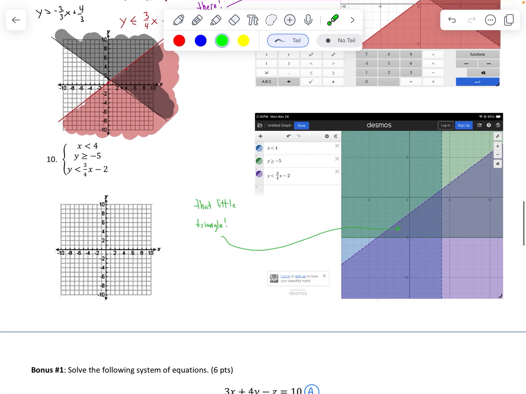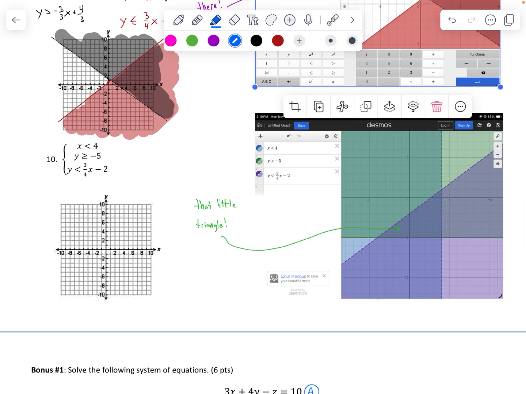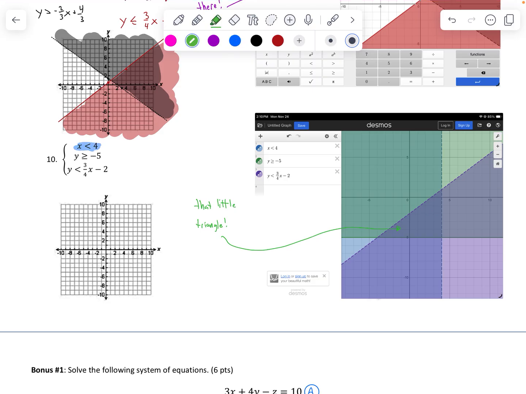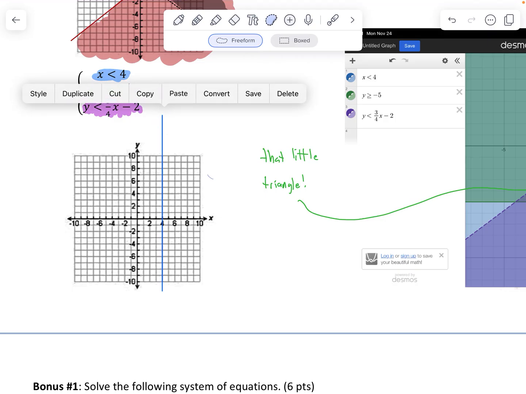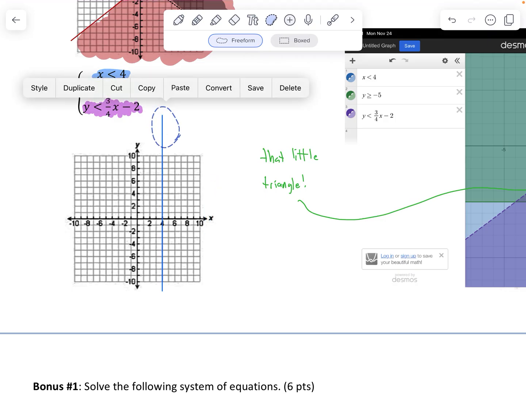All right, and this last one, let's color code this for you. Blue for this one, and then green for this one, and purple for this one. All right, so first is x equals 4. And it's just less than, it's not or equal to, so that's a vertical line through 4 right here. Move that over just a tiny bit. And then that has to be dashed because it's not or equal to.